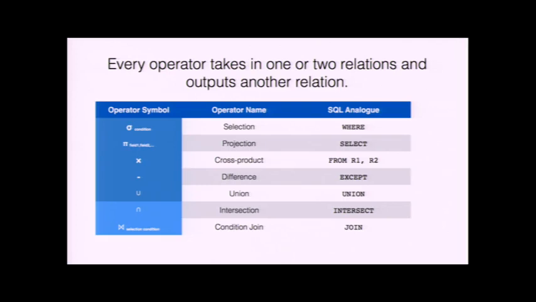Oh, I misspoke actually. I said cross product, but cross product is actually the cross product, and there's actually a join operator in relational algebra. Since the operators eliminate duplicates, it's not exactly the same as SQL, right? You have to think in terms of sets when you're dealing with these operators.